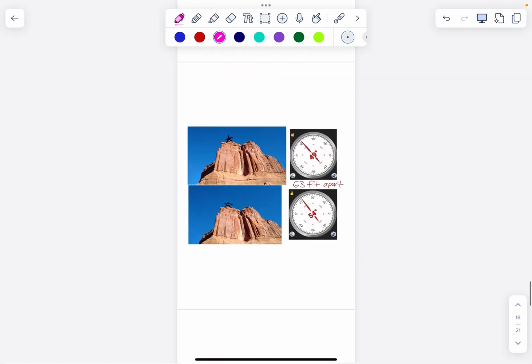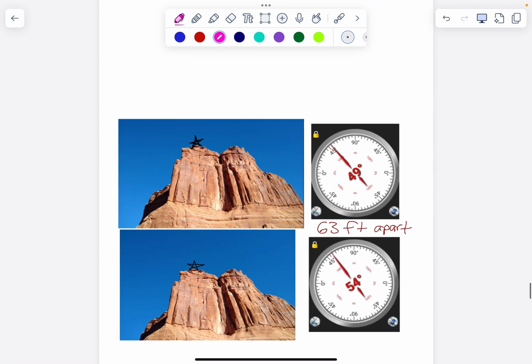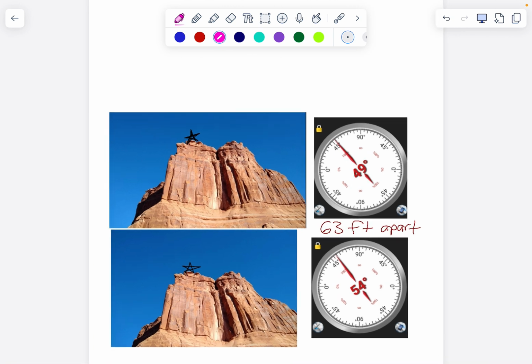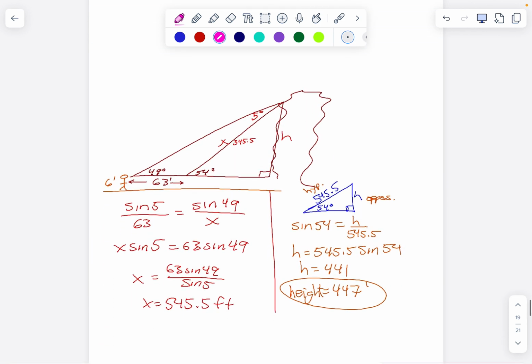Okay. If you've ever been to Arches, this is called the pipe organ. And this thing is huge. Like my picture doesn't do it justice at all. So I took the first one was 49 degrees. The second one was 54. I got a little bit closer. 63 feet in that case, so not super far apart. And I was trying to sight to where I put the star to the top of this thing. Okay. And did the math and got 447.